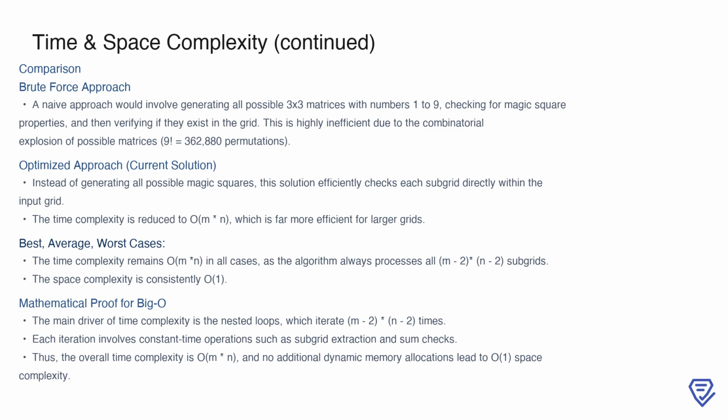When we compare this optimized approach to a brute force method, the efficiency becomes even clearer. A brute force solution would involve generating all possible 3x3 matrices with numbers 1 through 9, which results in 9 factorial, or 362,880 permutations.